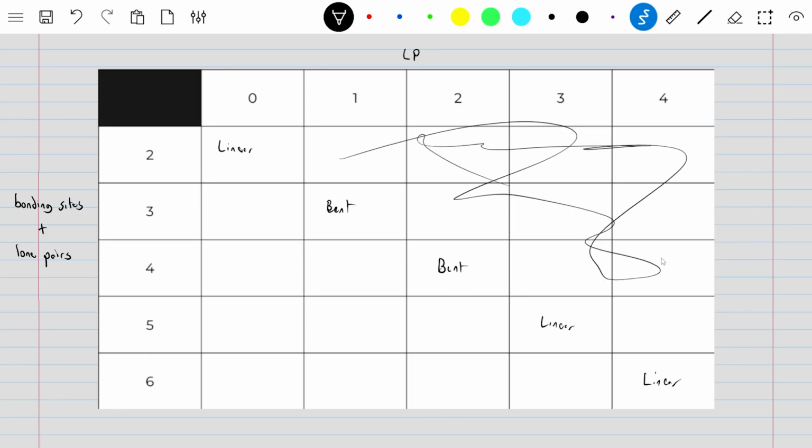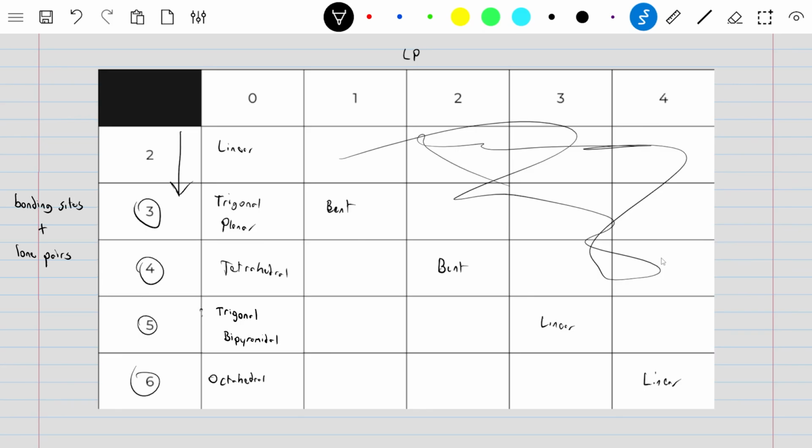So now we're going to go down the zero lone pair column. 3 here, so you can just remember trigonal planar. We have 4, that's going to be tetrahedral. 5, I usually think 2 plus 3, so trigonal bipyramidal. I just think tri, which is 3, and bi, which is 2. 6 is octahedral, so you can figure out a way to memorize that.